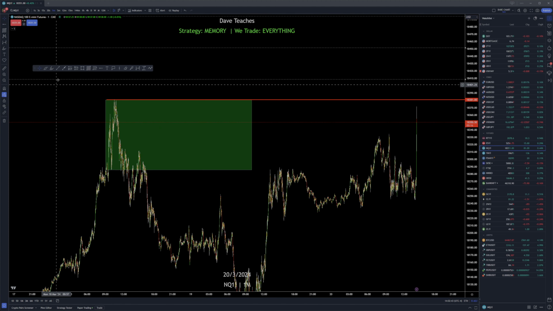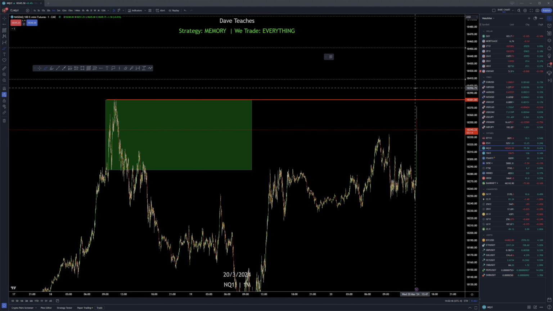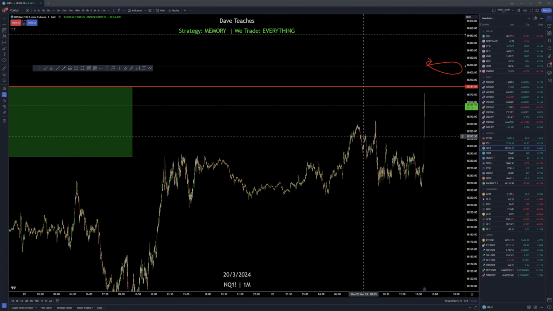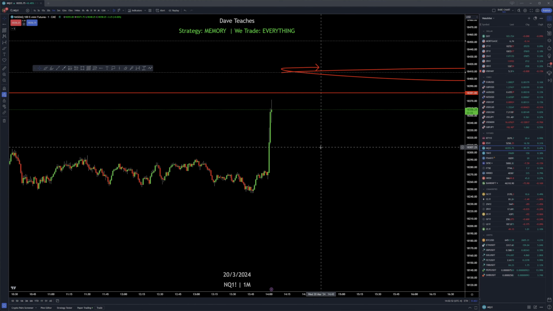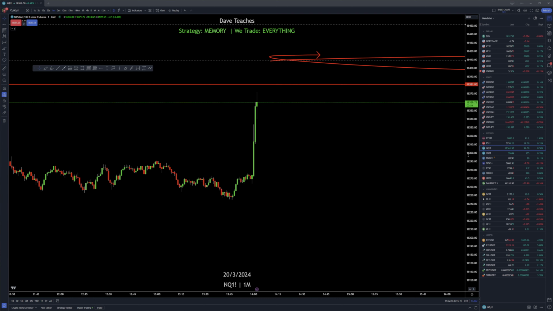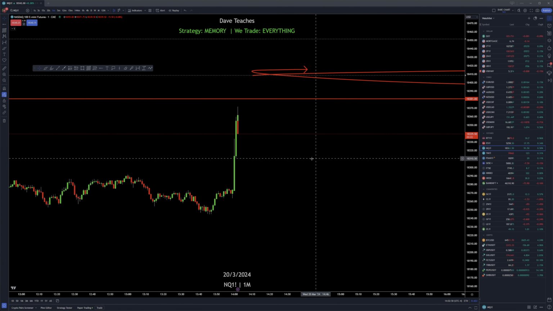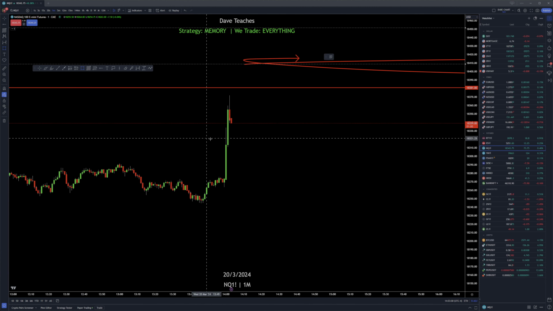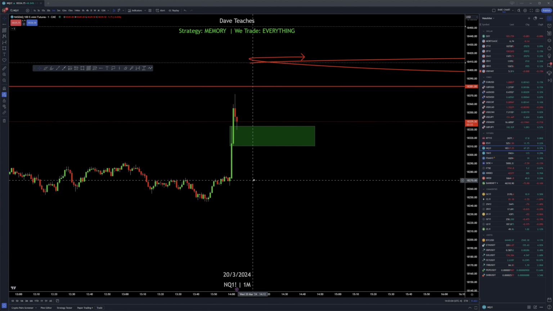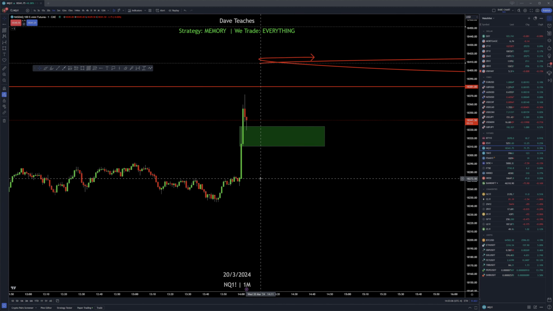So we have that there. I have a possibility of price trading into these alerts that I have up there. And then we can see a move back into the range of it. There's a fractal tap there.